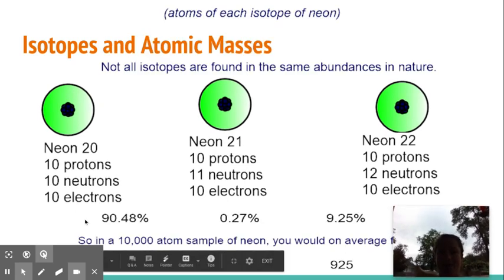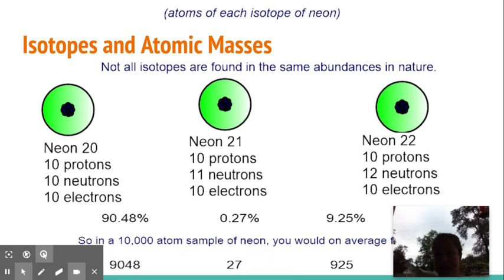All right, so isotopes and atomic masses. This is why we have a decimal. If you learned from math, you should have learned by now, at least since 5th grade, probably even before, that to find the average of a number, you add up all the numbers and then divide by how many you have.